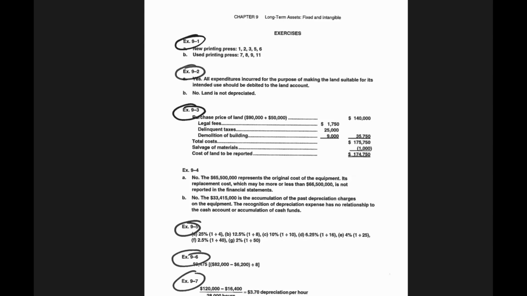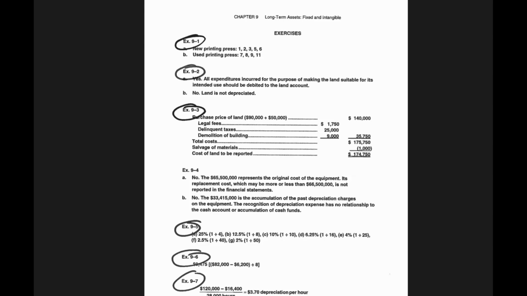7 through 12 is on the used printing press. Fee paid to the attorney to review the purchase agreement. Getting it ready for its intended use. Yes. Freight. Yes. 9. Installation. Yes. Repair of damage incurred in reconditioning the press. It's a repair. No.